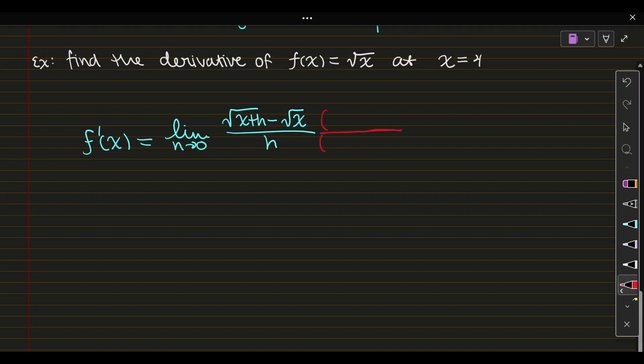Now remember that the conjugate of a binomial with a square root is you just take the sign that's in the middle and you flip it. So I have the square root of x plus h plus the square root of x. And what multiplying by the conjugate does for us is it gets rid of those square roots in the numerator.